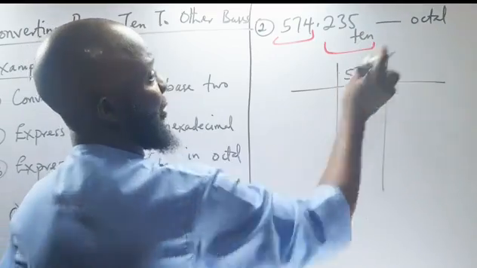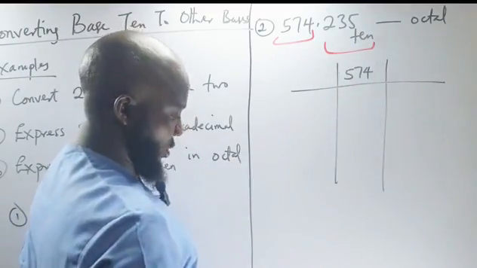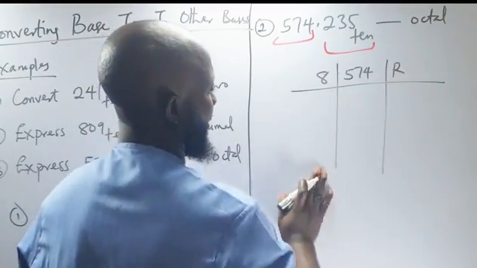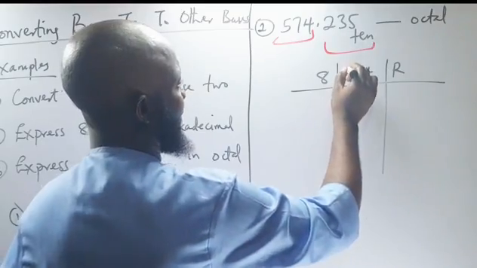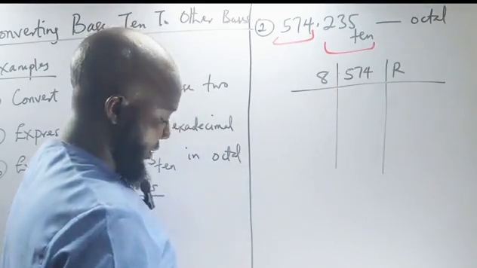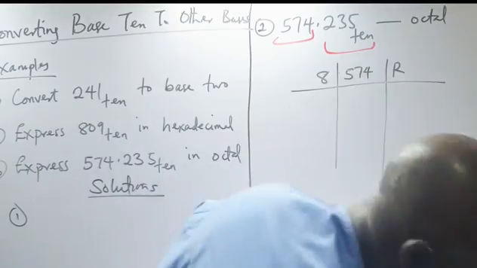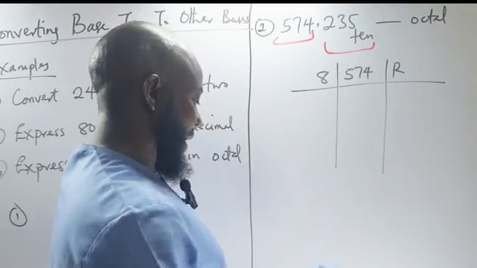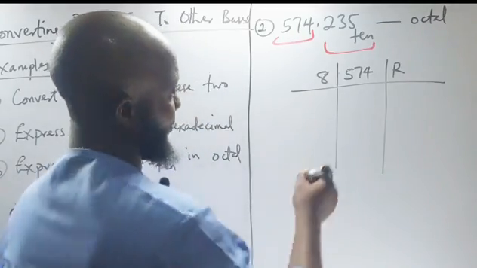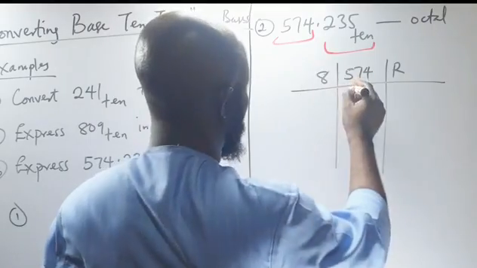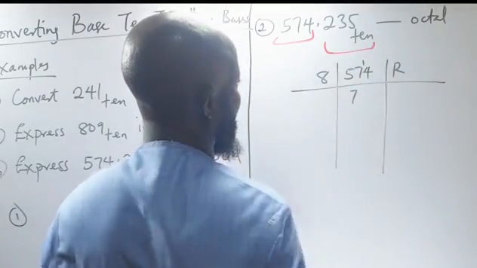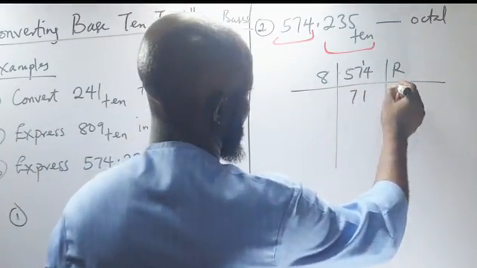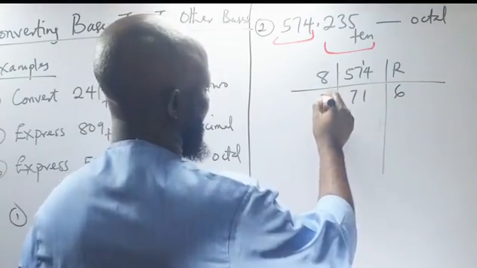574. See, we're converting to octal. Octal is what? Base 8. That's base 8. We have our remainder here, right? So 8 in 57, that's the first thing. 57 divided by 8 gives us 7. That's 56. 7, remainder 1. 8 in 14, that is 1, remainder what? 6. Then we use 8 again.